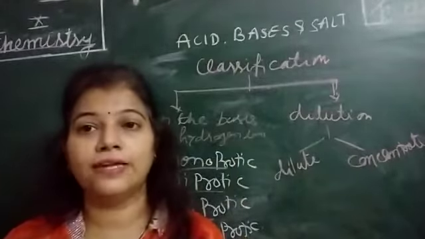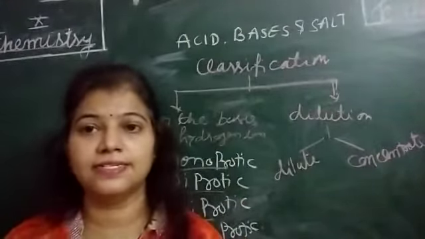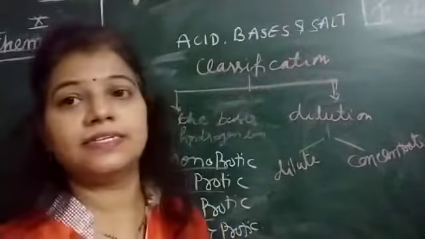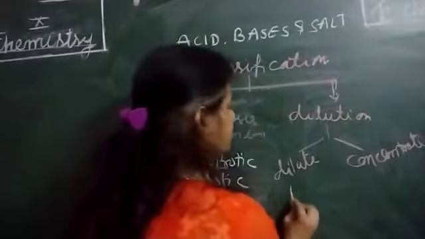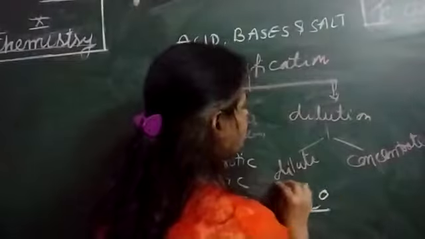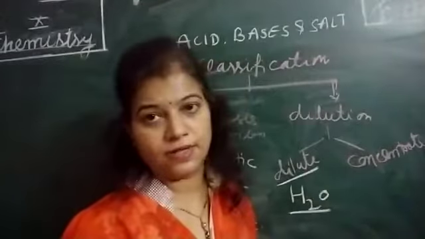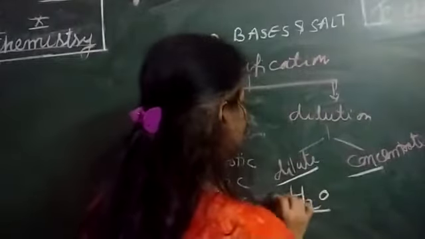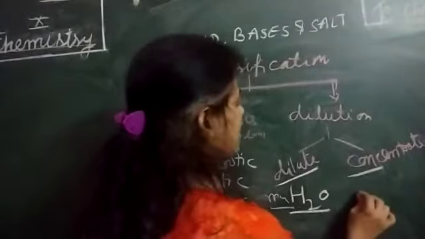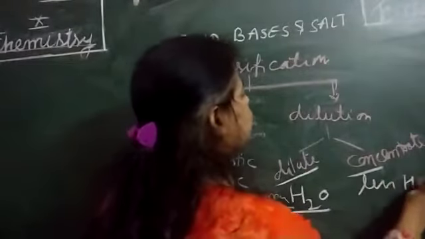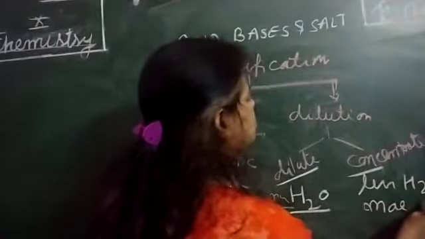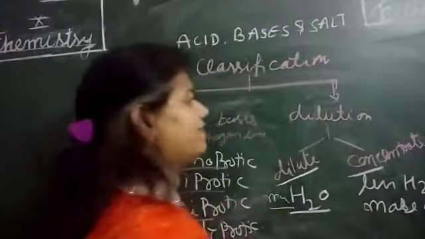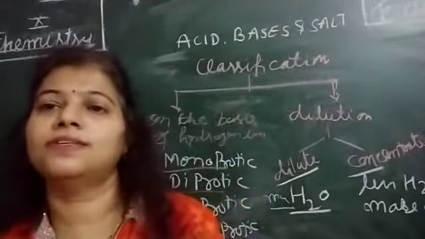Then come to another classification, that is on the basis of dilution. Now on the basis of dilution, how do we differentiate the acids? Whenever we have an acid, if the acid contains more quantity of water, it is said to be dilute acid. Here there is more quantity of water and less quantity of acid. Here there is less quantity of water and more quantity of acid.